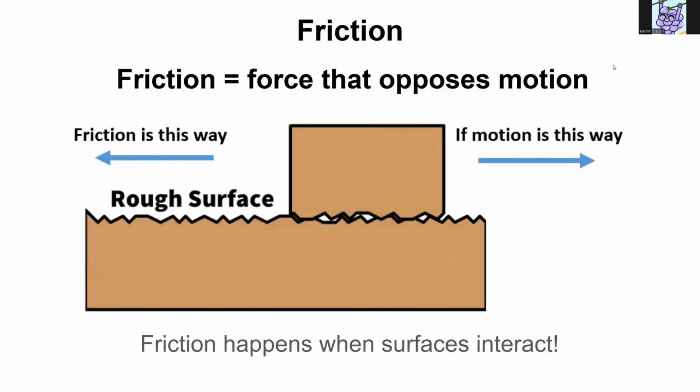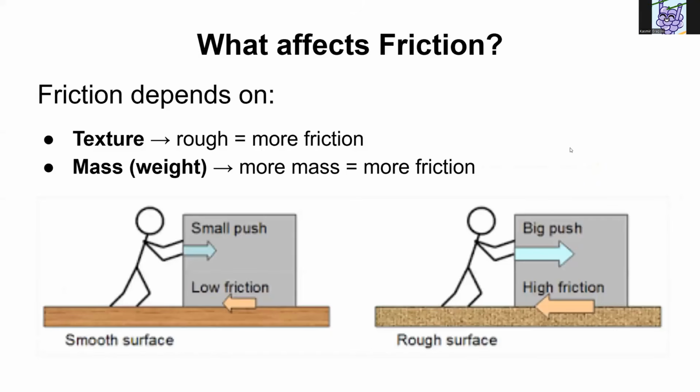So friction is a contact force. Friction is a force that opposes motion. Friction happens anytime any surfaces interact. So friction always goes in the opposite direction of motion. In this example, you have a rough surface, motion's going this way, friction's the opposite direction. What affects friction? Friction depends on texture. So if something's more rough, you're going to have more friction. And friction also depends on the mass. So more mass is more friction.